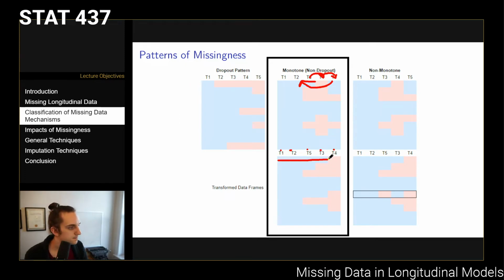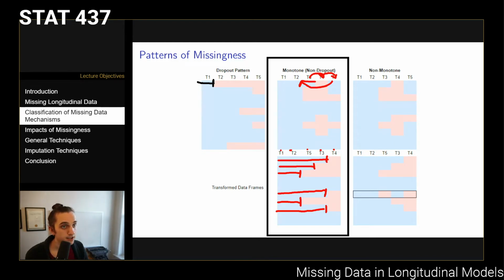And in this case, you can see now we have this dropout pattern, right? So as soon as someone is not observed, they're never observed again. And for everyone else, they're fully observed, right? So it looks as though we have dropout just by rearranging. We call that a monotone missing pattern because we can order the columns in such a way that it is monotonically increasing. Dropout patterns are, of course, monotone because that's how they're defined.